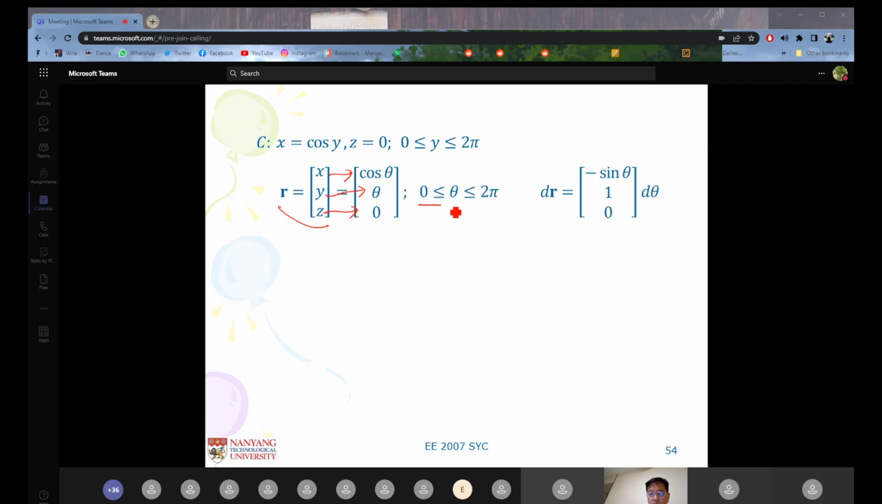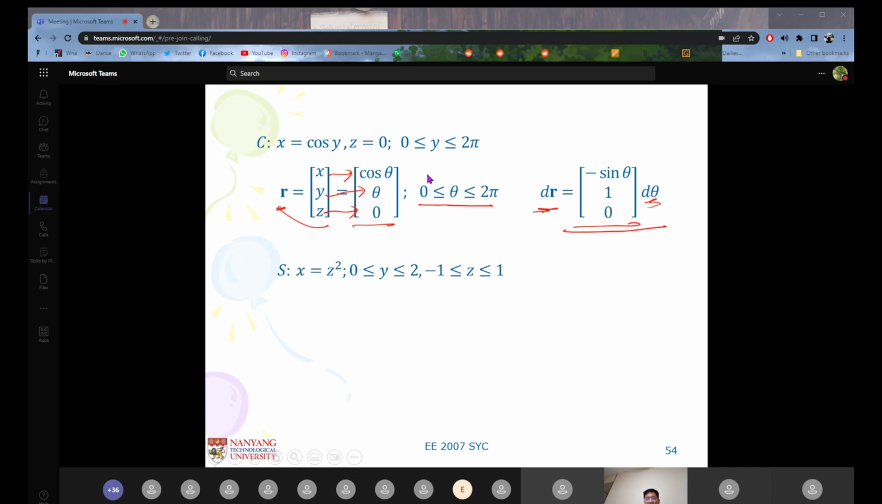So this is now a straight line that goes from 0 to 2 pi. I changed a difficult contour integration into a straight line integration. Now I need to come up with a differential change in the directional vector, so differentiate r with respect to theta. dr/d theta is given by this vector, so dr is this vector times d theta. This is a vector, and d theta is a scalar.